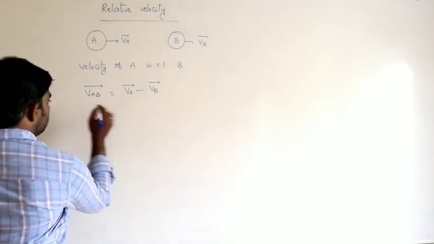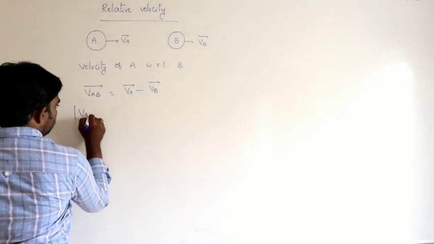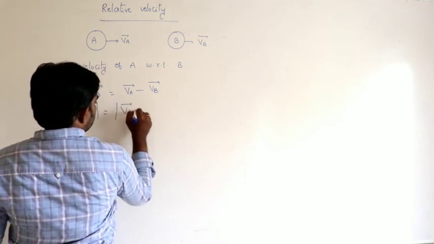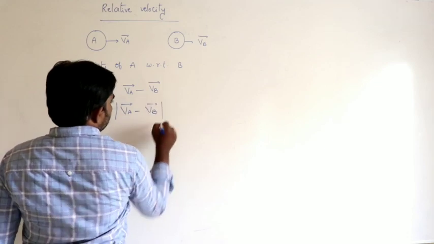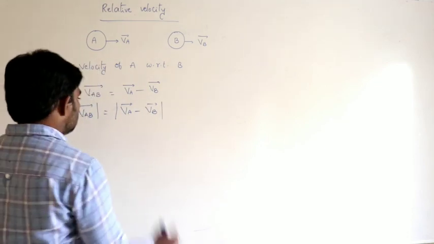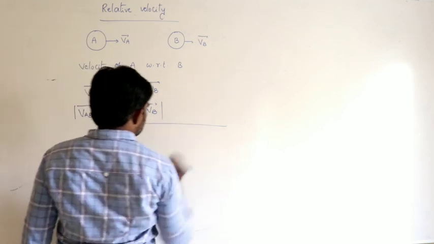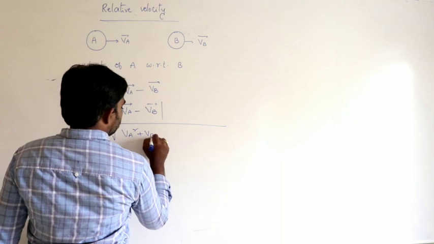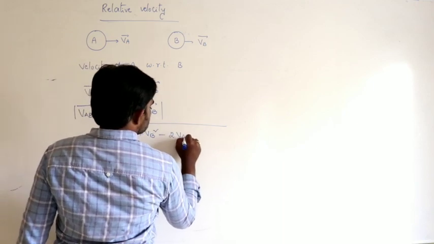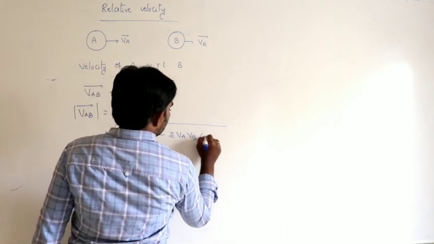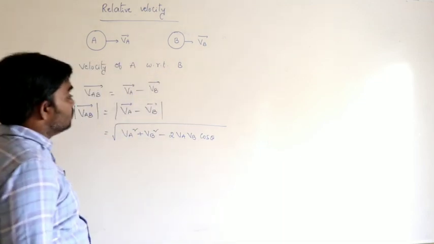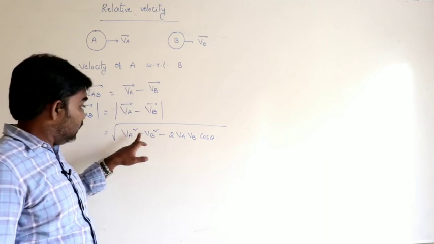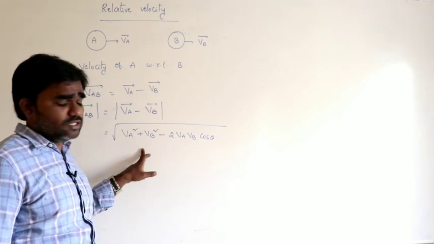The magnitude of VAB bar is equal to the magnitude of VA bar minus VB bar, that is equal to under root, we can write it as VA square plus VB square minus 2VA VB cos theta. So this is the magnitude of the relative velocity.